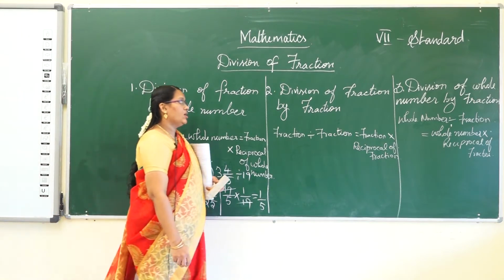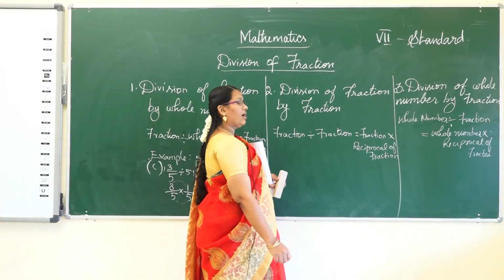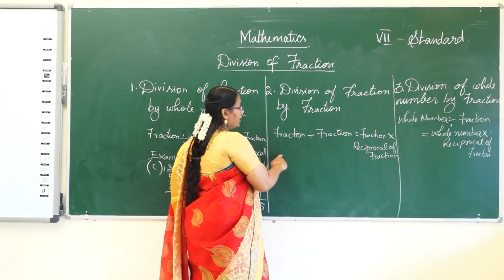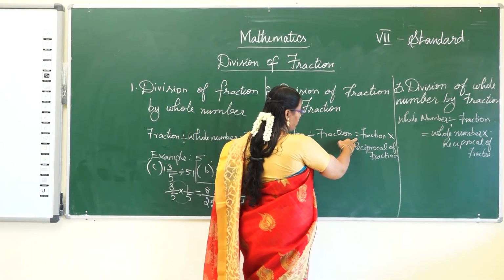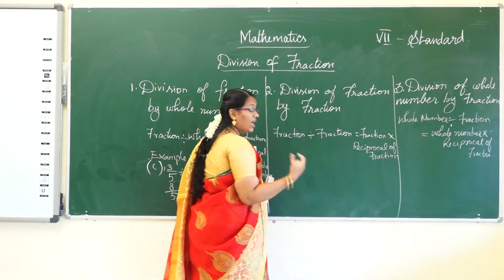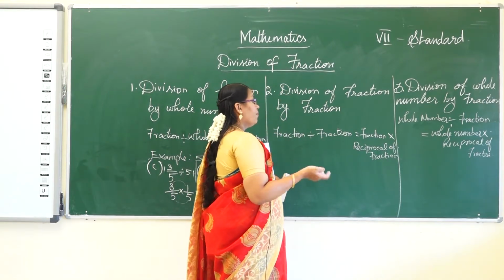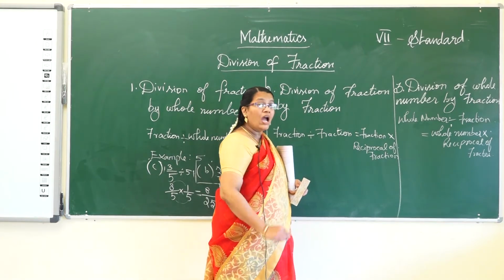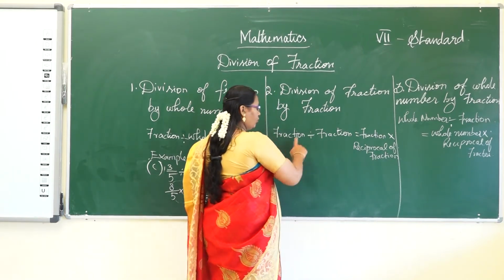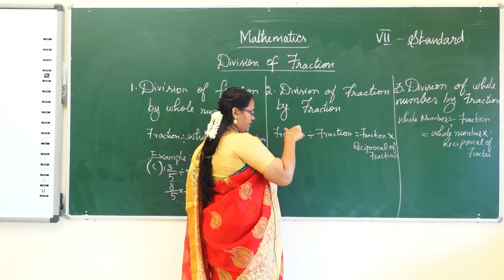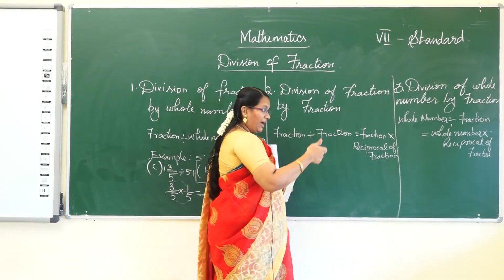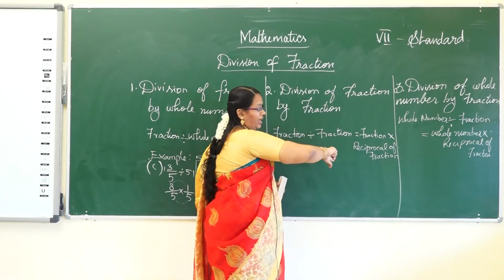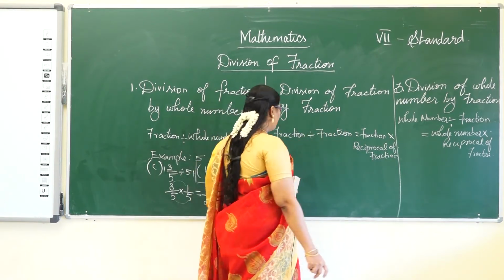Now move to the next type, the division of fraction by fraction. Fraction divided by fraction is equal to the fraction multiplied by the reciprocal of the other fraction. Here two fractions are there, so this time we multiply the first fraction by the reciprocal of the second fraction. See the example.